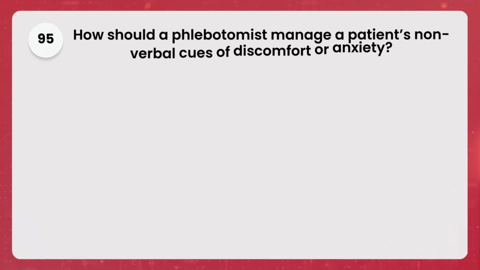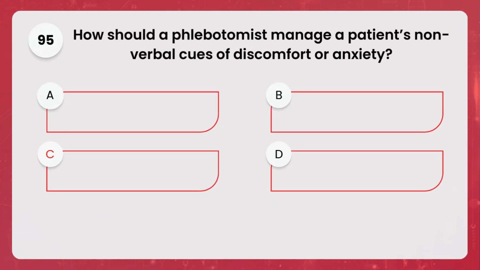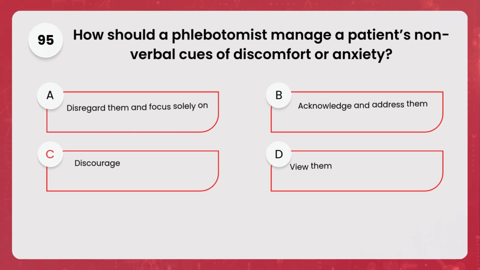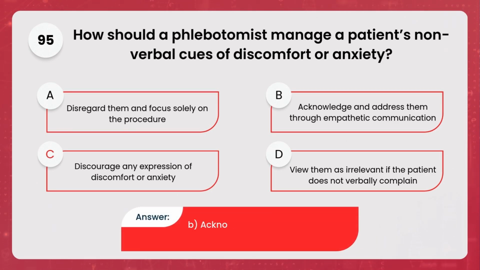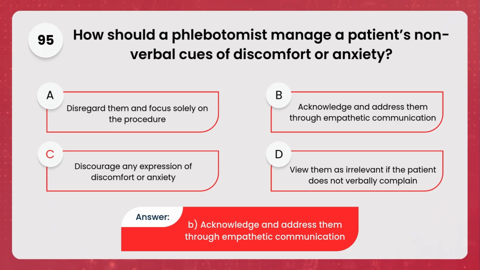95. How should a phlebotomist manage a patient's nonverbal cues of discomfort or anxiety? A. Disregard them and focus solely on the procedure. B. Acknowledge and address them through empathetic communication. C. Discourage any expression of discomfort or anxiety. D. View them as irrelevant if the patient does not verbally complain. The answer is B. Acknowledge and address them through empathetic communication.